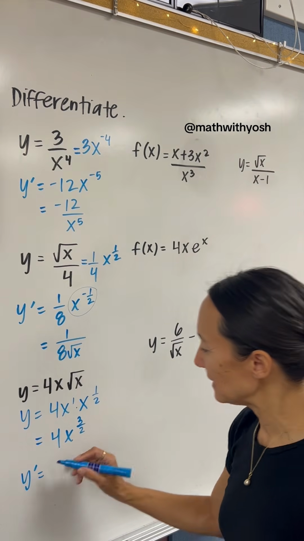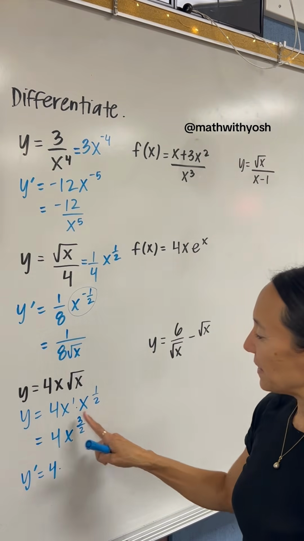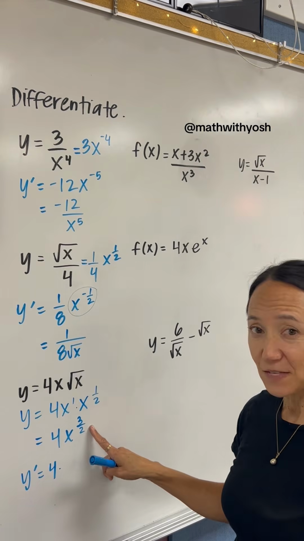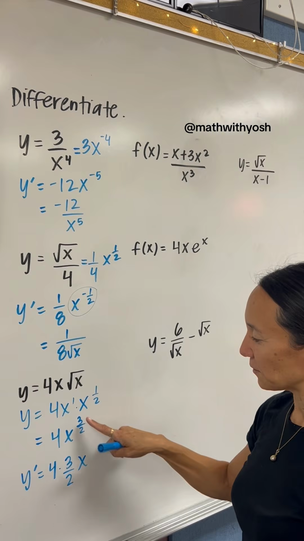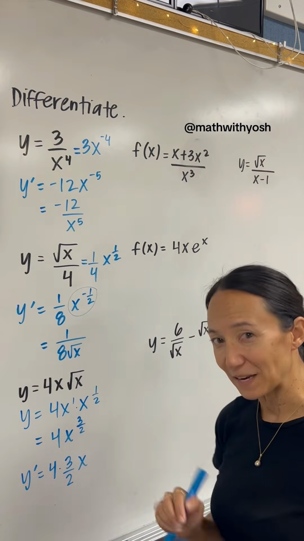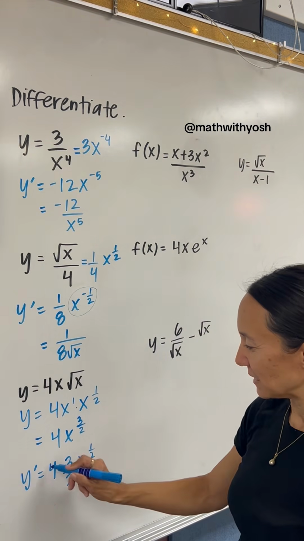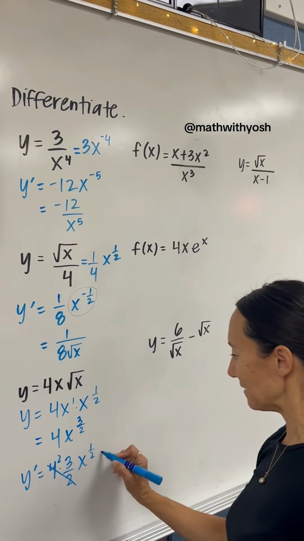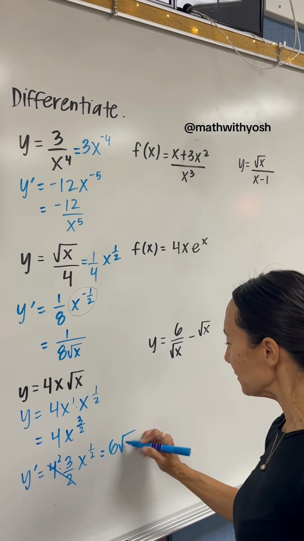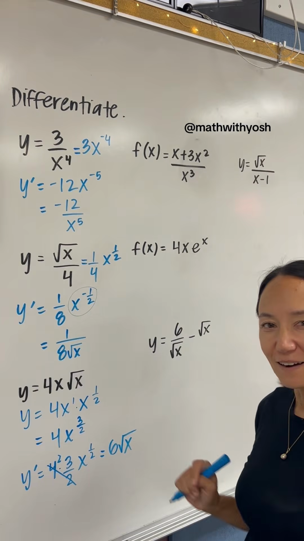So this is a constant. I'm just going to bring it down. And then the derivative of x to the 3/2, I'm going to move the 3/2 to the front. And then you're going to subtract 1 from the exponent. So 3/2 minus 1 is going to be 1/2. Real quickly, we're just going to divide the 4 by 2. It leaves a 2. So 2 times 3 is going to give us 6. And then we have root x. And that's going to be our final answer.